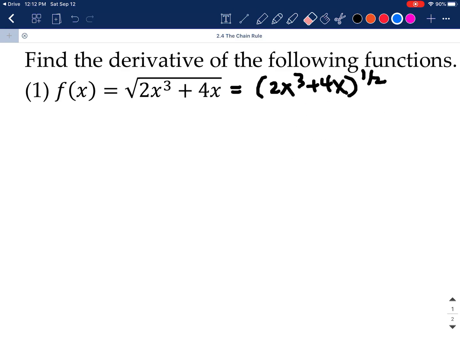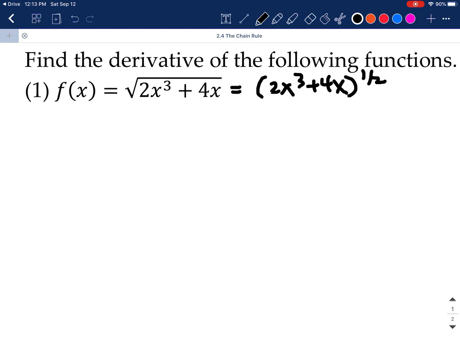So the outside function is our square root, so the derivative is going to be the derivative of a square root. Now to start that might seem a little kind of wonky. Like, how am I going to do this each time? So what I'm going to start with then is using the substitution method that we discussed.